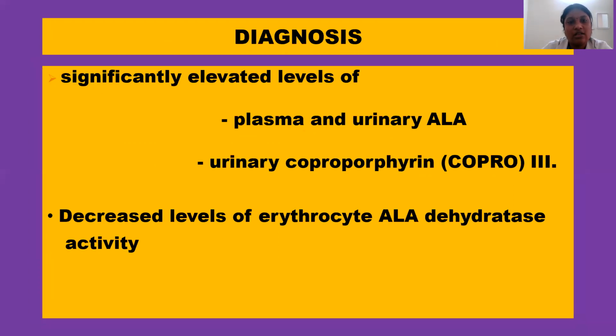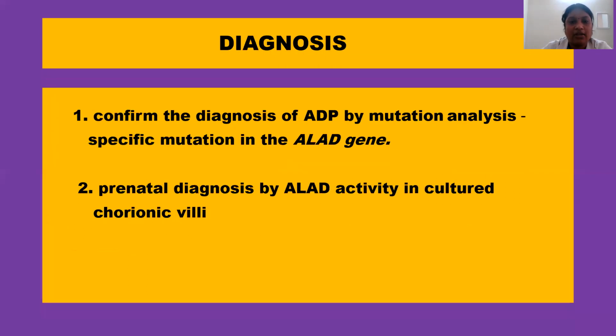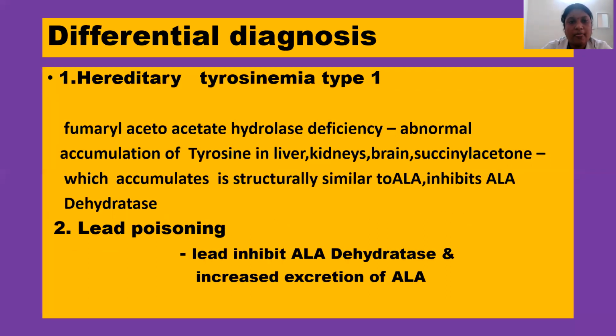How do you diagnose? There will be significantly elevated levels of plasma and urinary ALA and urinary coproporphyrin, and decreased levels of erythrocyte ALA dehydratase activity. We have to confirm the diagnosis by mutation analysis, and also by prenatal diagnosis by ALA dehydratase activity in cultured chorionic villi. These are the differential diagnoses: hereditary tyrosinemia type 1, lead poisoning.